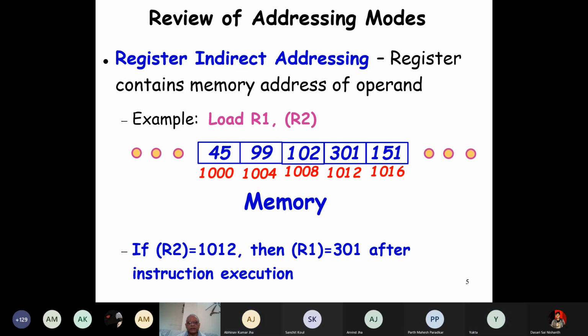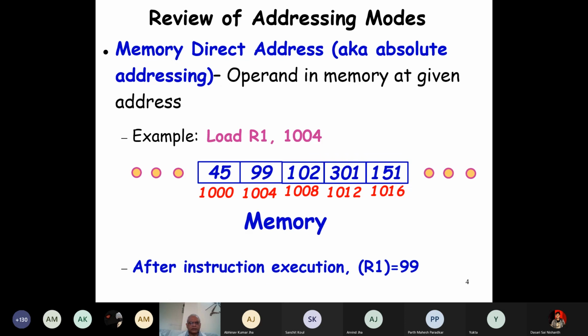No, then it becomes the register direct addressing. If the register contains the operand itself, we don't write like load R1, R2. See, the load instruction always fetches from the memory, right? And this add, etc., they require registers.